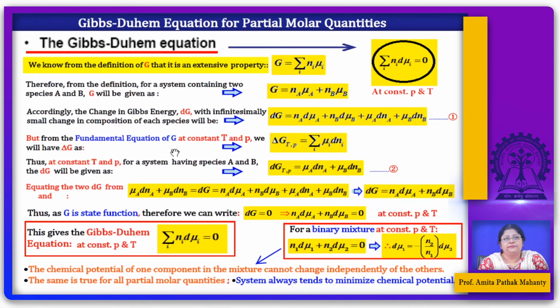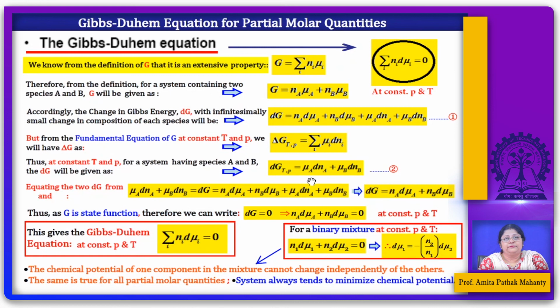But from the fundamental equation of G at constant temperature and pressure, what do we have? The chemical potential of the ith species into the number of moles of the ith species is equal to G. So if I want to write it in terms of the fundamental equation at given temperature and pressure, I write chemical potential of A into the change in number of moles of A plus chemical potential of B into the change in number of moles of B. This is what we define. Now both are delta G values, so I equate the two delta Gs.